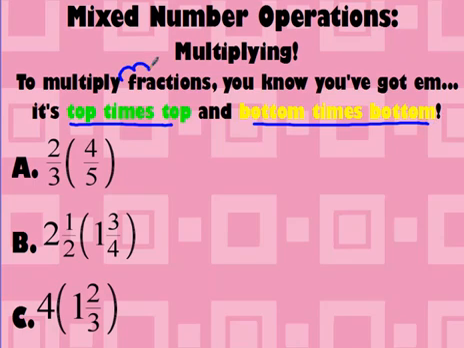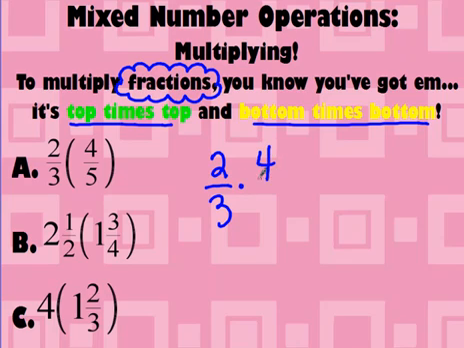And one thing I want to point out is this word says to multiply fractions. So it does not say to multiply mixed numbers. It says to multiply fractions specifically. So we will get to that when we get to B, but we need to make sure we have something that's a fraction and not a mixed number. So for example, 2/3 times 4/5.